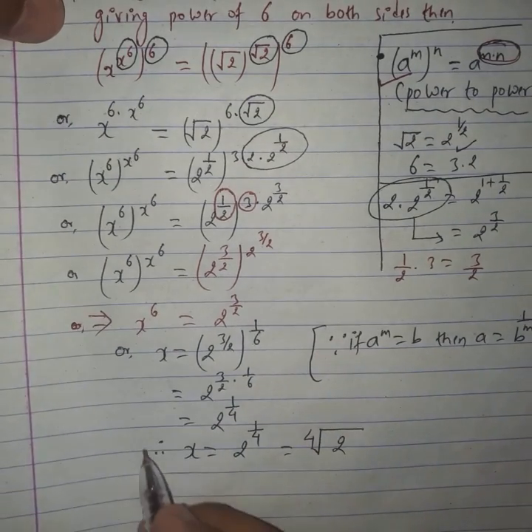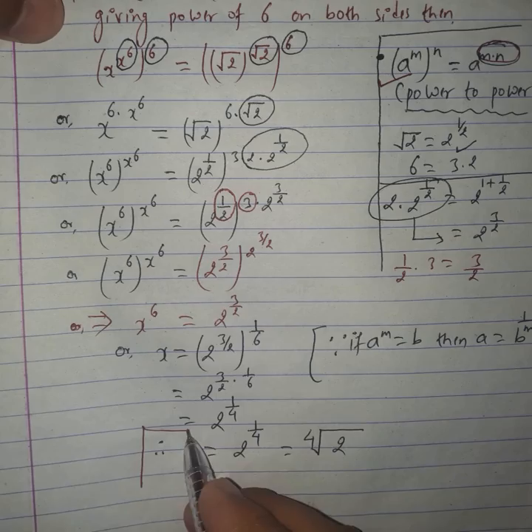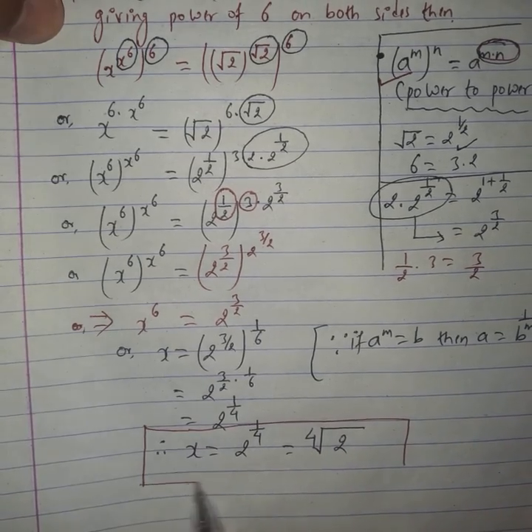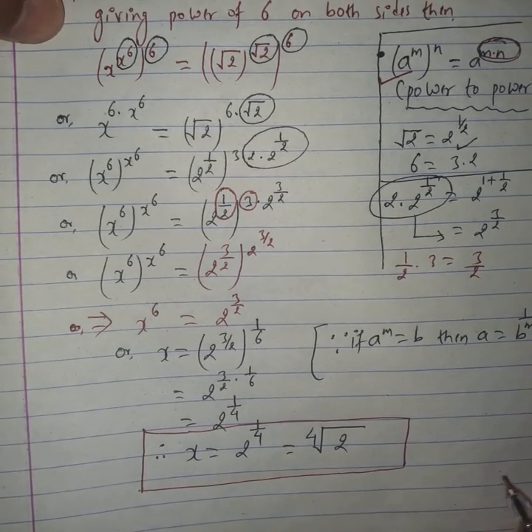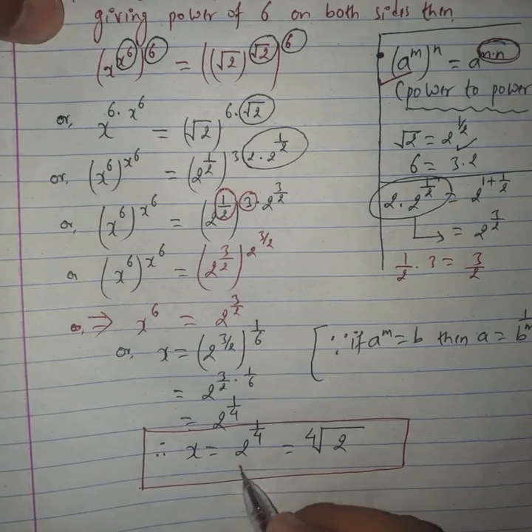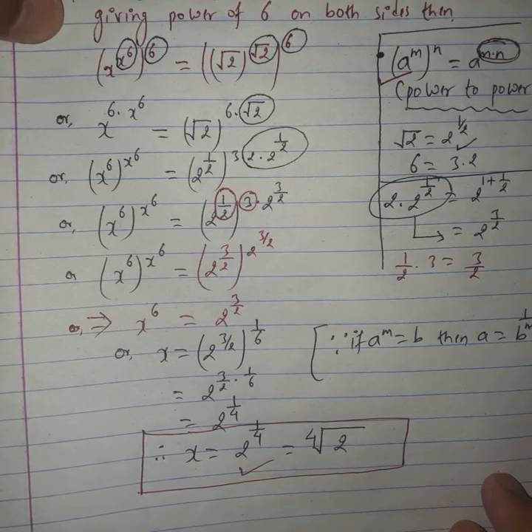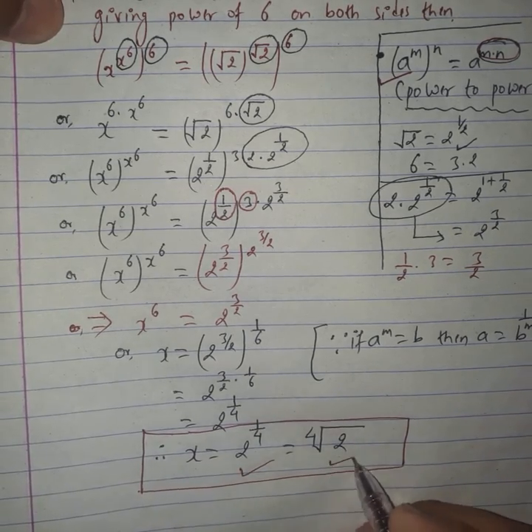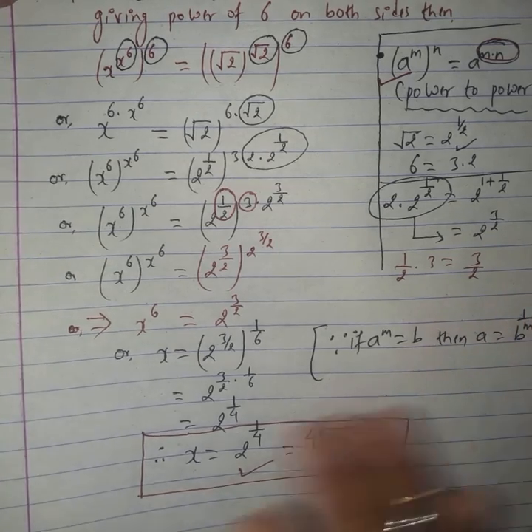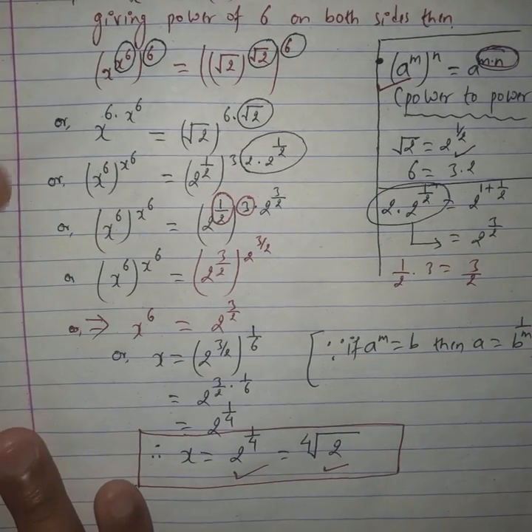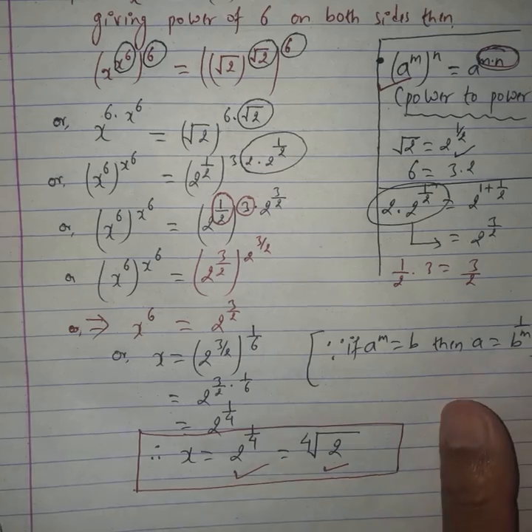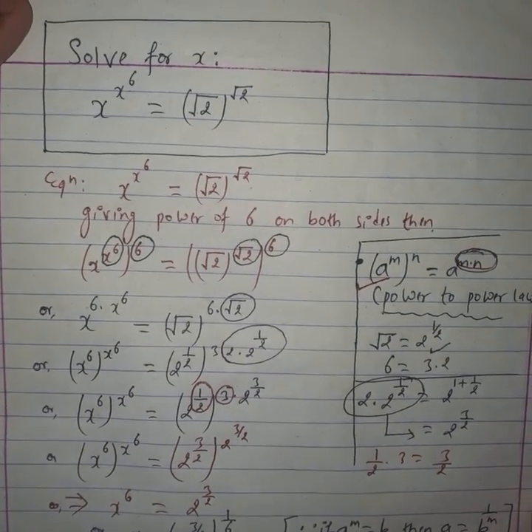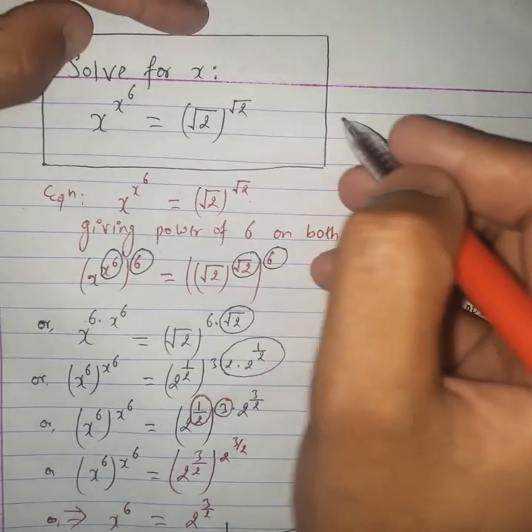So finally we obtained this, the final result for the value of x. Here we finally obtain the value of x as 2 raised to the power of 1 over 4, or the fourth root of 2. Here we solved this particular question by using the laws of indices. So finally we obtained the value of these equations.